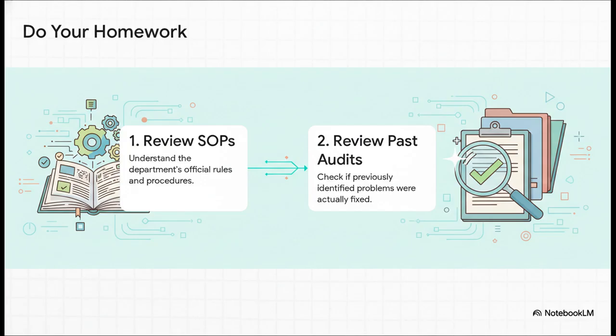First, you've got to review the department's standard operating procedures, the SOPs. You have to know what the rules are supposed to be before you can check if they're being followed. And second, you have to look at past audit reports. Were there problems found last year? Well, your first job is to make sure those problems were actually fixed.